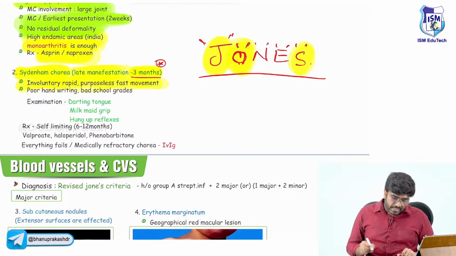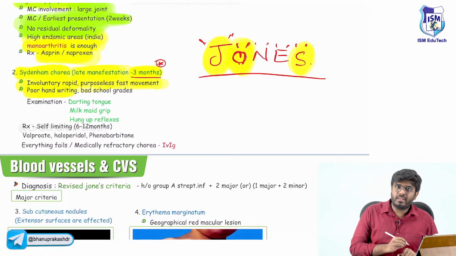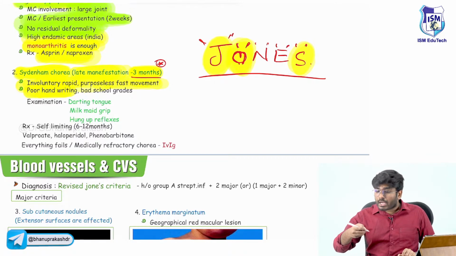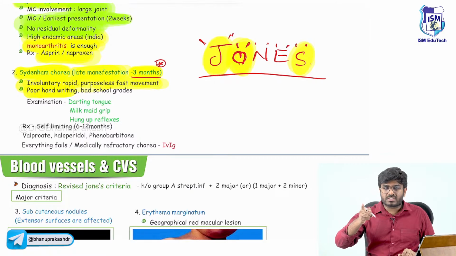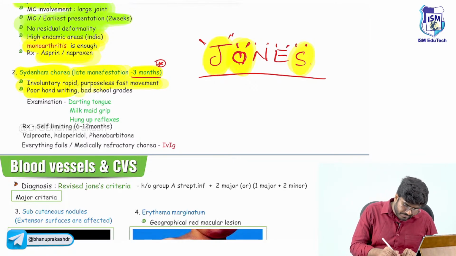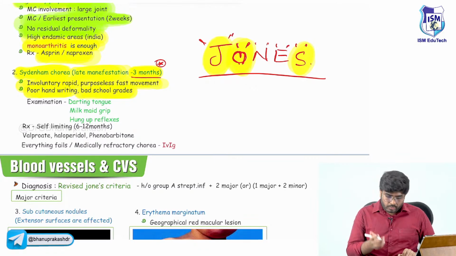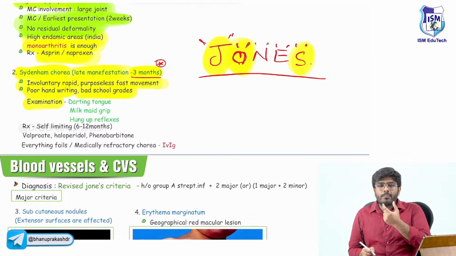Because of this, he will have poor handwriting. In the clinical question they can mention the boy has poor handwriting. He cannot have a proper grip, because the basal ganglia motor structures are affected. So he cannot write properly. There will be involuntary movements leading to bad school grades.